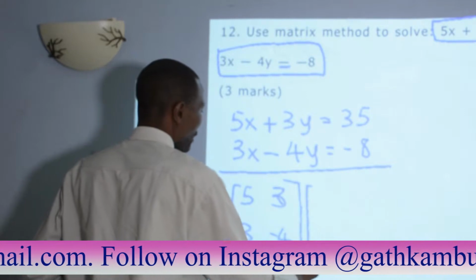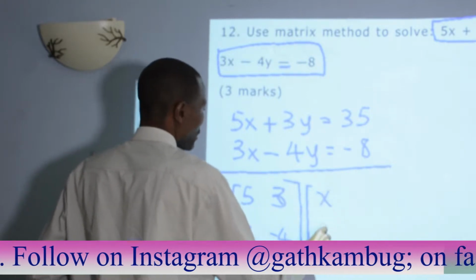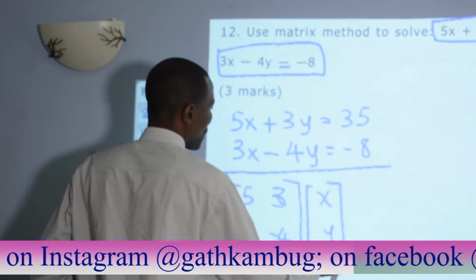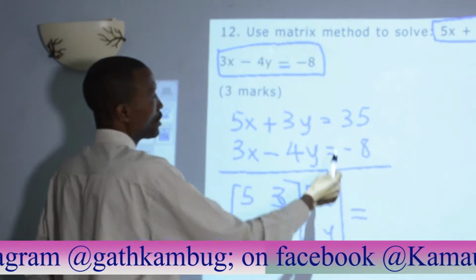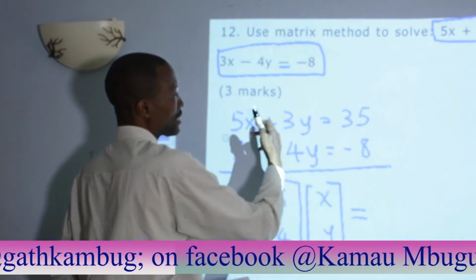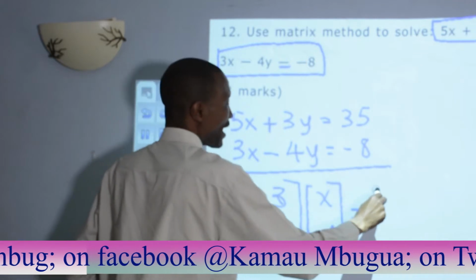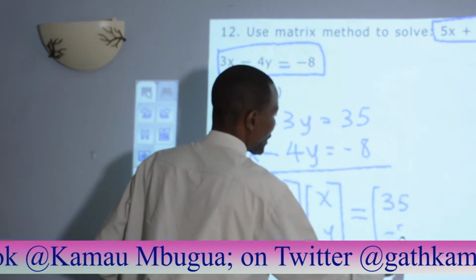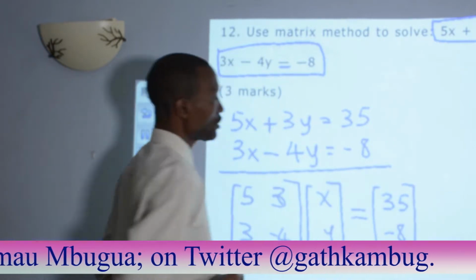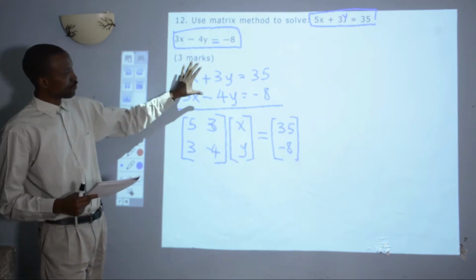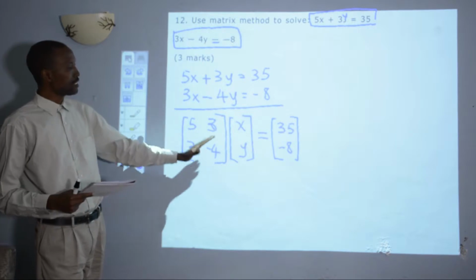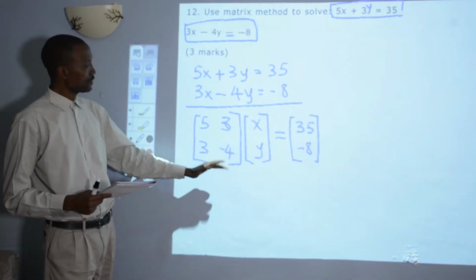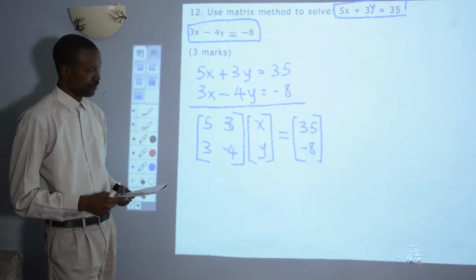Then I bring in the second matrix, which is the unknown matrix, x, y, equals the matrix of the values that these two evaluate to. You bring them as a matrix, 35, minus 8, as follows. So we rewrite the original set of equations in matrix form, and that gives us this kind of matrix.